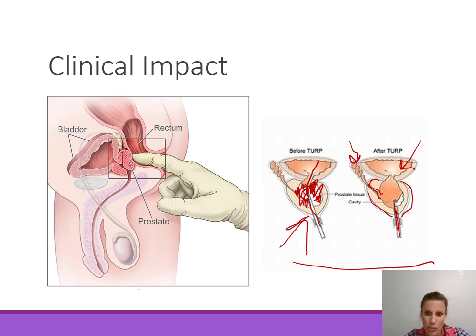With TURP, transurethral, the tool is put through the urethra, or threaded through the urethra up into the prostate, the prostatic urethra, and it cleans out or removes the prostate tissue that's compressing the urethra. And that opens up urinary flow without removing the entire prostate. And that lessens the chances of resulting in impotence.